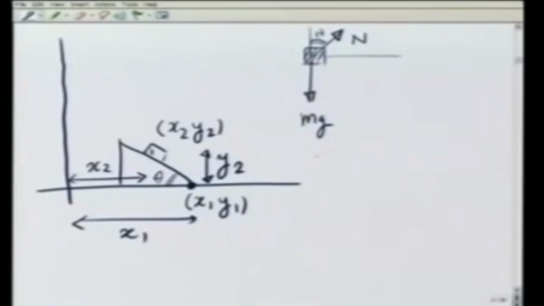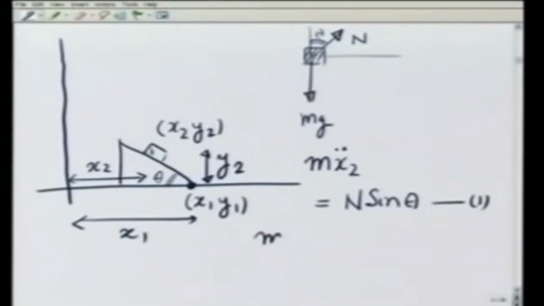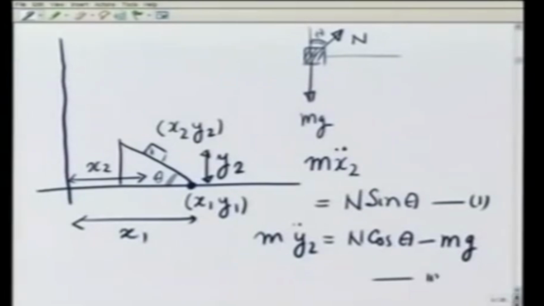and therefore I am going to have the equation of motion as m x2 double dot is equal to N sine theta. That's it. And similarly, for the y coordinate, I am going to have, this is my equation number 1, m y2 double dot is equal to N cosine of theta minus mg. That's my equation number 2.